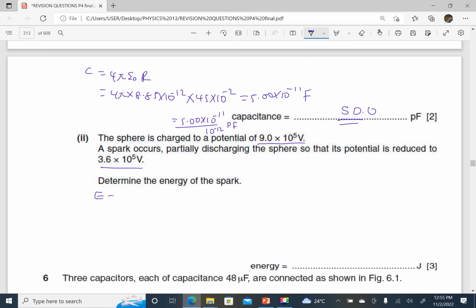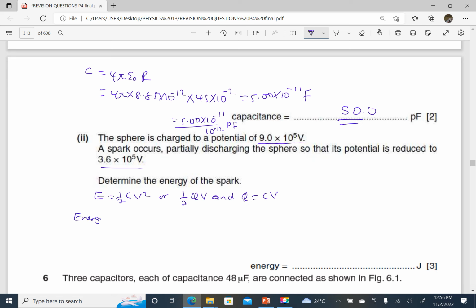So we know that energy is going to be a half CV squared, or energy is a half QV, where you know that Q is C times V. So the energy of the spark is the difference in the energies.